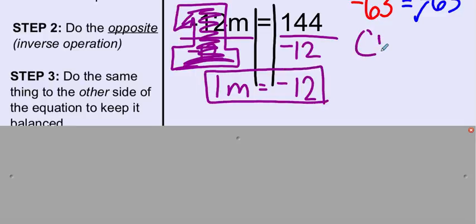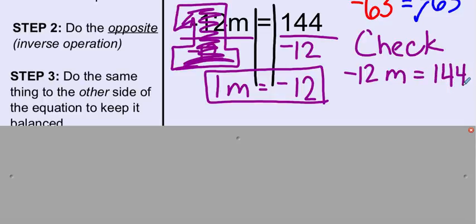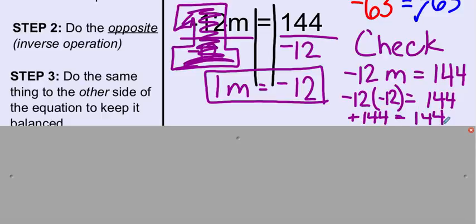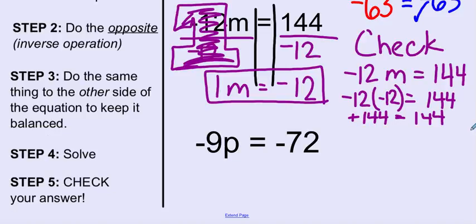I'm going to complete my check, which means I take my original equation, which was negative 12m equals 144. I'm going to plug in the negative 12 that I got for my answer. So now I have negative 12, m was negative 12, and that equals 144. I know that a negative times a negative is a positive. That 12 times 12 is 144. And does that equal 144? It sure does.